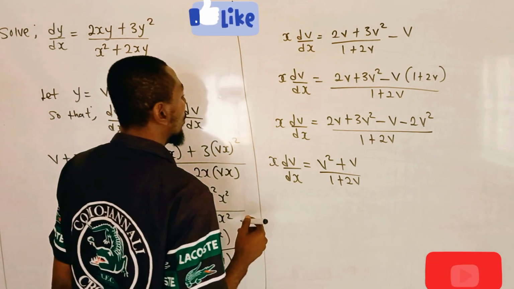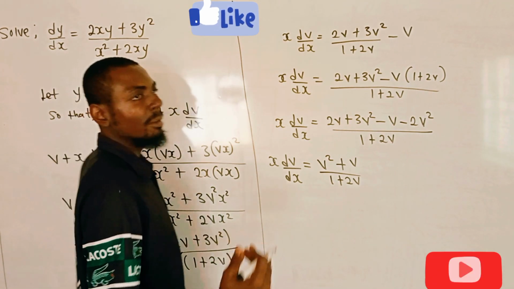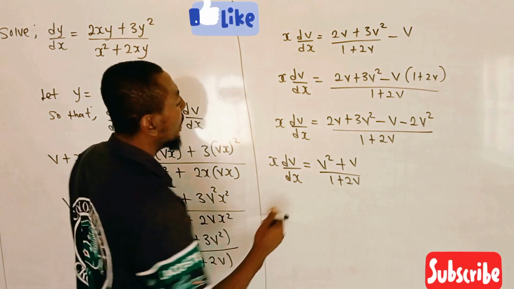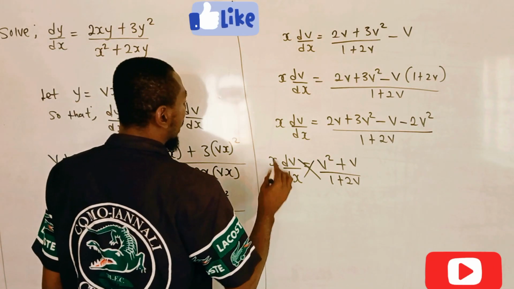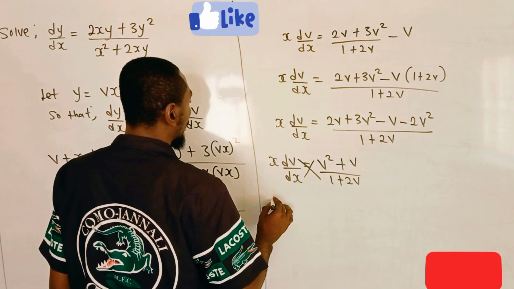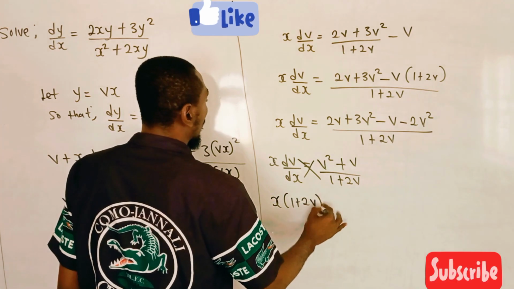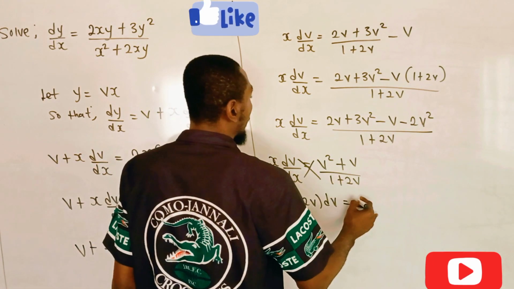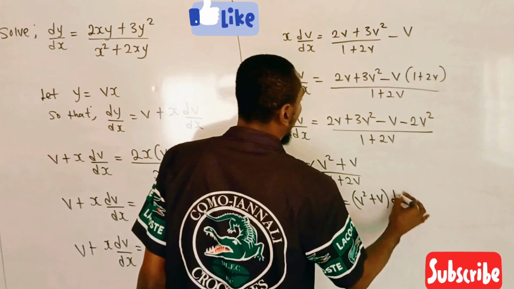Okay, so from here we can cross multiply so that we can separate the variable v from the variable x. We're going to have x dv multiplied by this will give us x into 1 plus 2v all dv equal to, then everything here multiplied by dx is v squared plus v all dx.